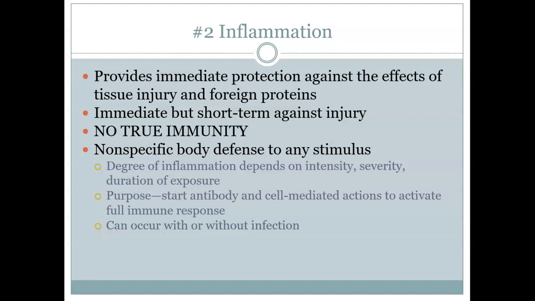I'll look and see if the next slide goes into the sequence of the inflammatory response.